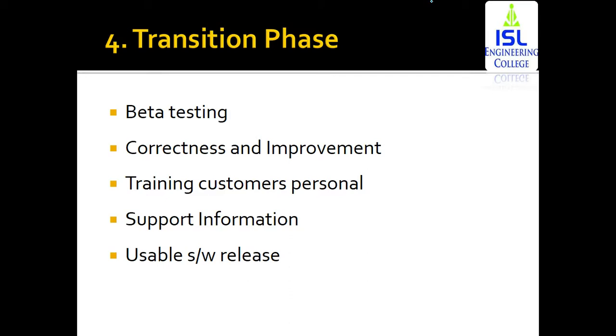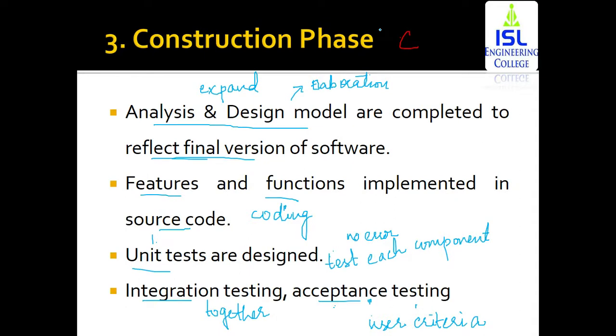The next phase is the transition phase. Now this transition phase is a combination of construction plus the deployment phase. The first testing, that is the unit testing, integration testing and acceptance testing, is done by the developer. This type of testing, the testing that is done by the developer, is also called alpha testing.